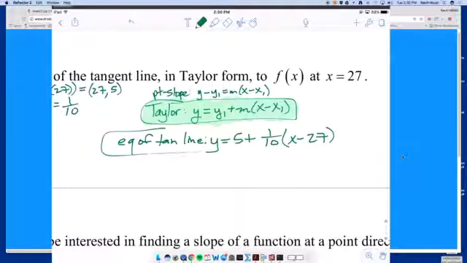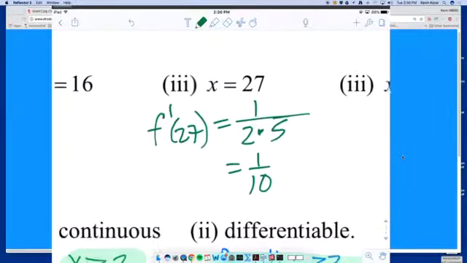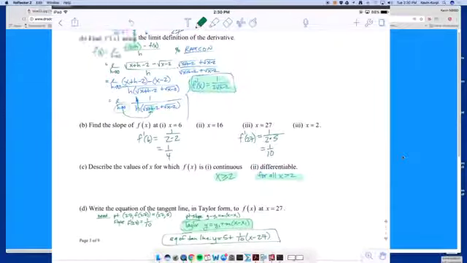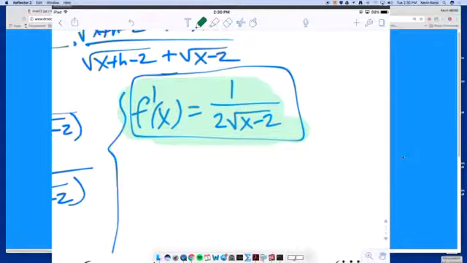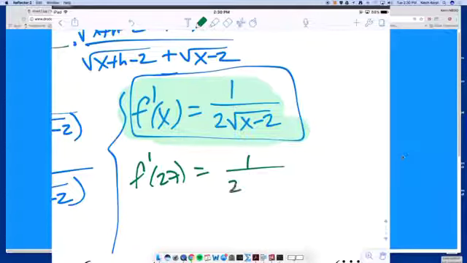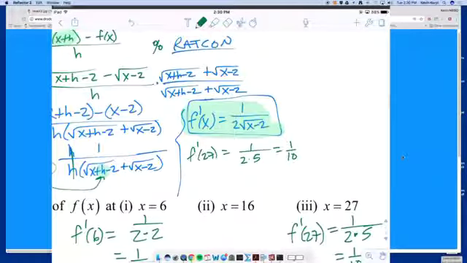So we'll be writing equations of tangent lines on and off all year long. We did the 1/10 yesterday. I wanted to find the slope at 27, so I plugged it into here. F prime of 27, because remember this is your slope machine. It's 1/2 times the square root of 25, which is 1/10. So if we hadn't done that yesterday, we would do that. Yeah, you're going to need to derive F prime.